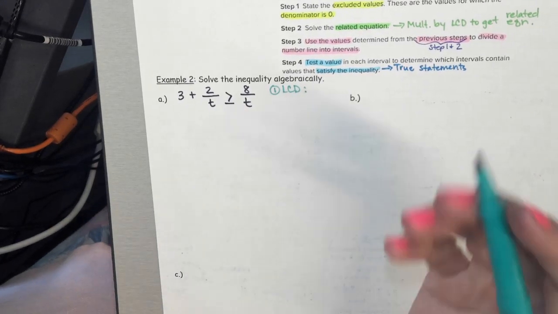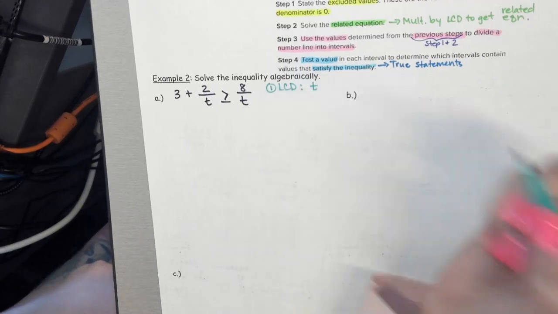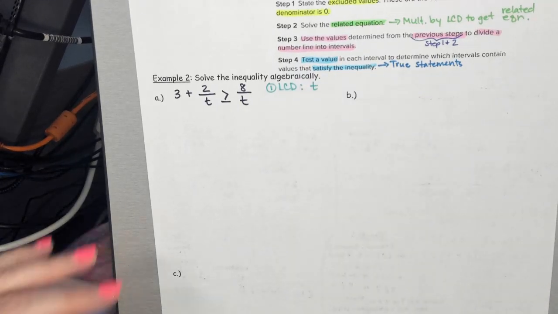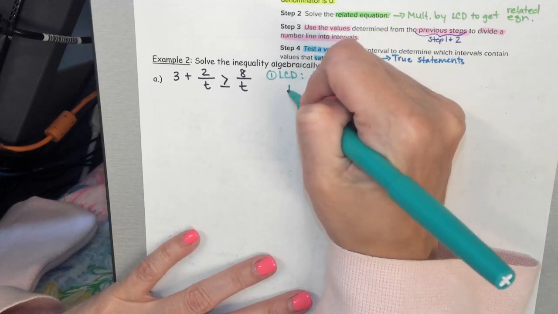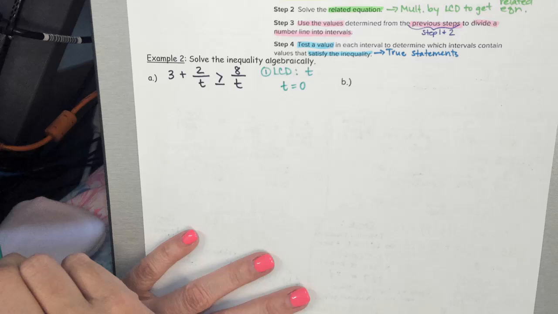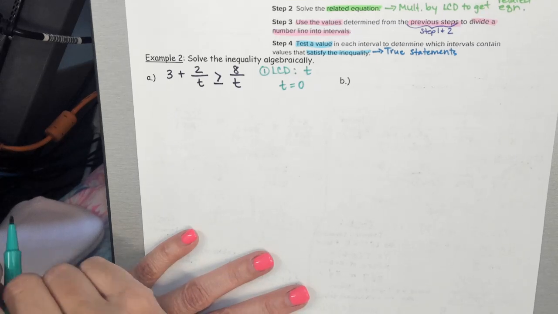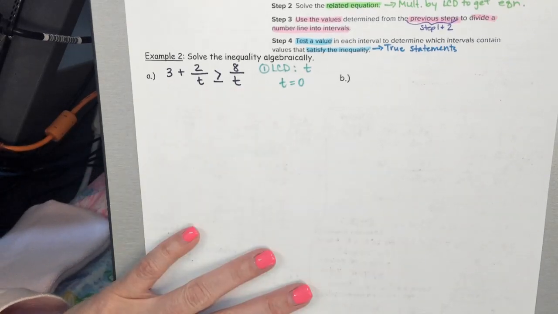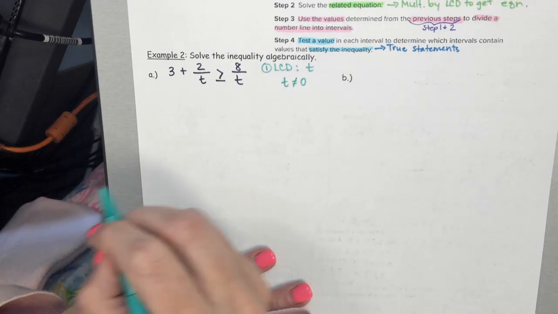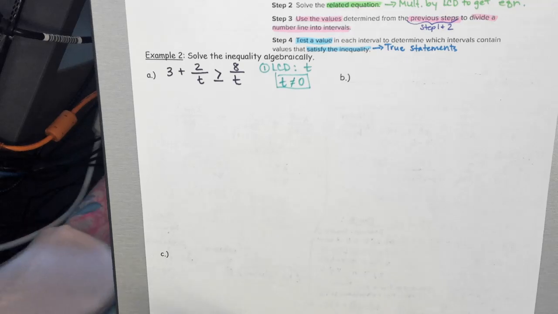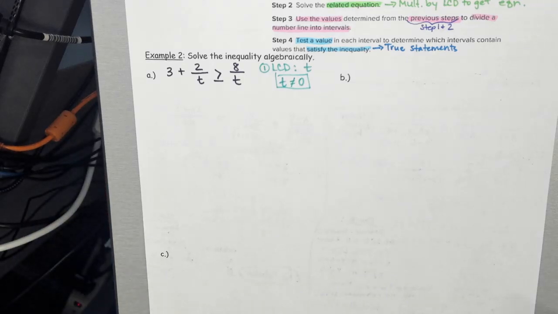t is the denominator. So then all we have to do is find where the denominator is 0, and in this case it would be 0. You can think of it like this: we know t couldn't be 0 there. This is going to be one of your values. And then for step 2, we're going to solve the related equation.